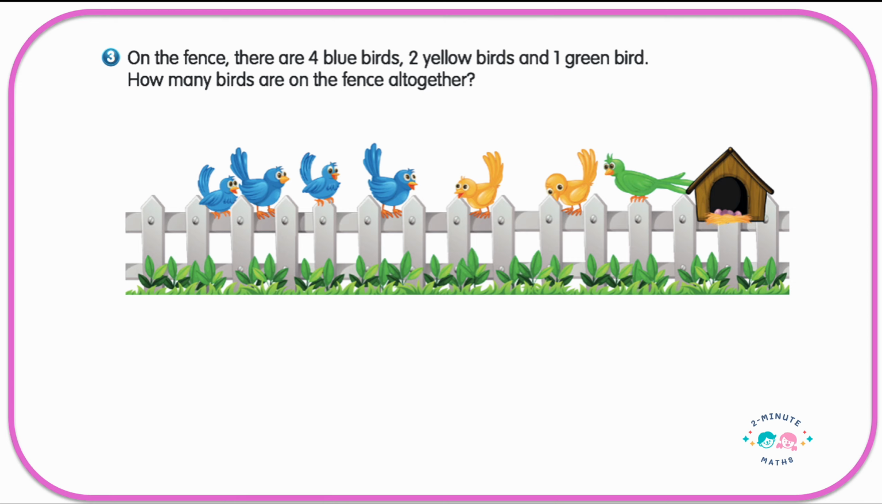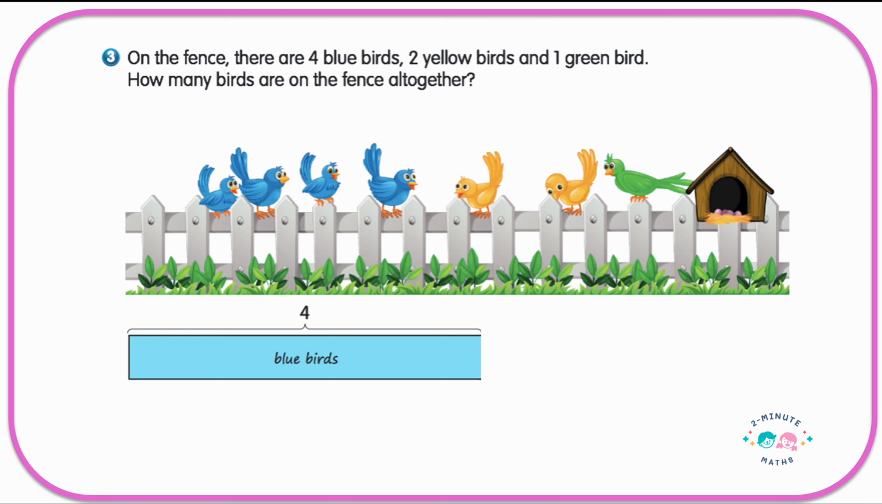Since the sentences are quite long, I will even divide the sentence into parts. So the first part goes: on the fence, there are 4 bluebirds. And I will ask the kids to draw the bluebirds. So this rectangle represents the bluebirds. And to represent the number of birds, I will have a bracket here and put the number 4.